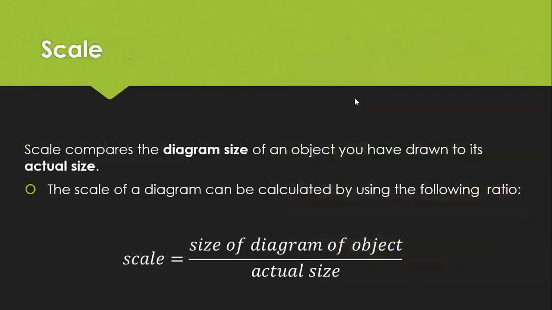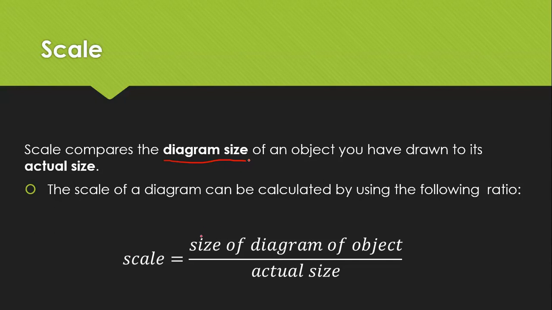Okay, last but not least, scale. So scale compares diagram size. When we're working with scale, we have to have a diagram or draw a diagram, and we are comparing the diagram to the actual size of the specimen that we're looking at underneath the microscope. So scale tells us how big our image is compared to whatever we're looking at. Now, just like every other formula that we've talked about in this lecture, we can find this on the very last page of our data booklet.